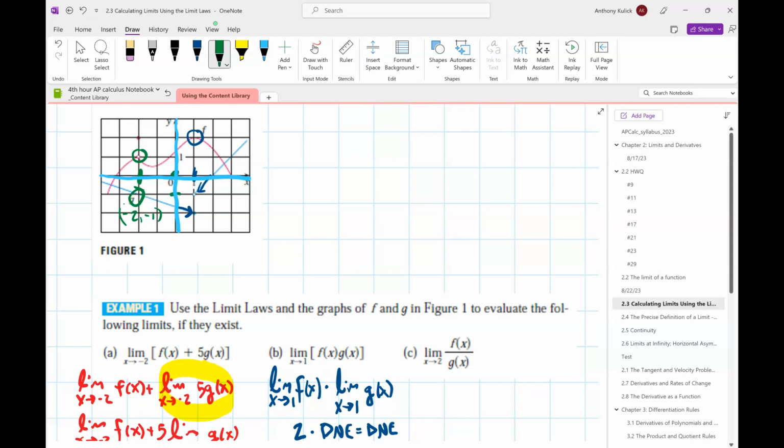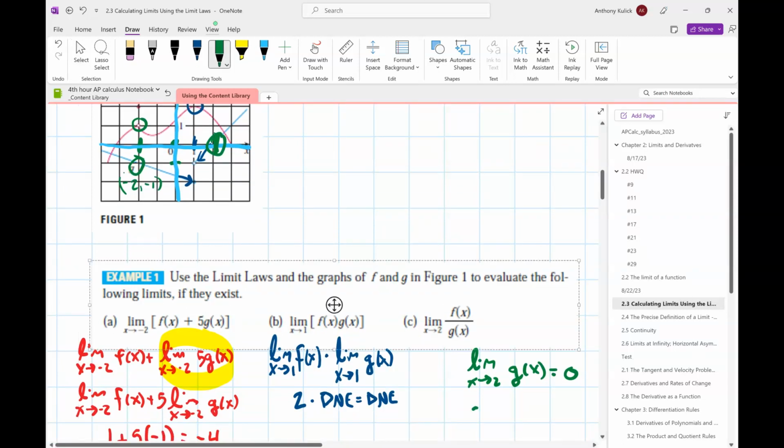So for C, what do we want to do here? Separate it, use the fifth rule. Okay. Well, should we check if the limit of g of x is 0? Yeah, maybe we should do that. So let's check. Oh no. So let's see. 2 is right here. It is 0. It's not undefined.